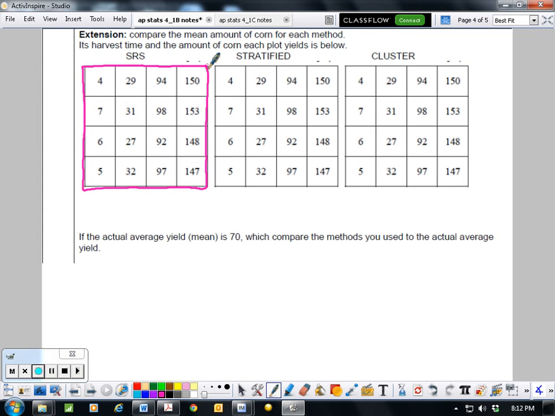So in my simple random sample, we were looking at plots 1, 2, 3, 4, 5, 6, 7, 8, 9, 10, 12, 13, 14, and 15. So I'm going to look at those numbers, which is 6, 27, 148, and 97. I'm going to add those up and divide by 4 so I can average them out. And so I get an average of 69.5.